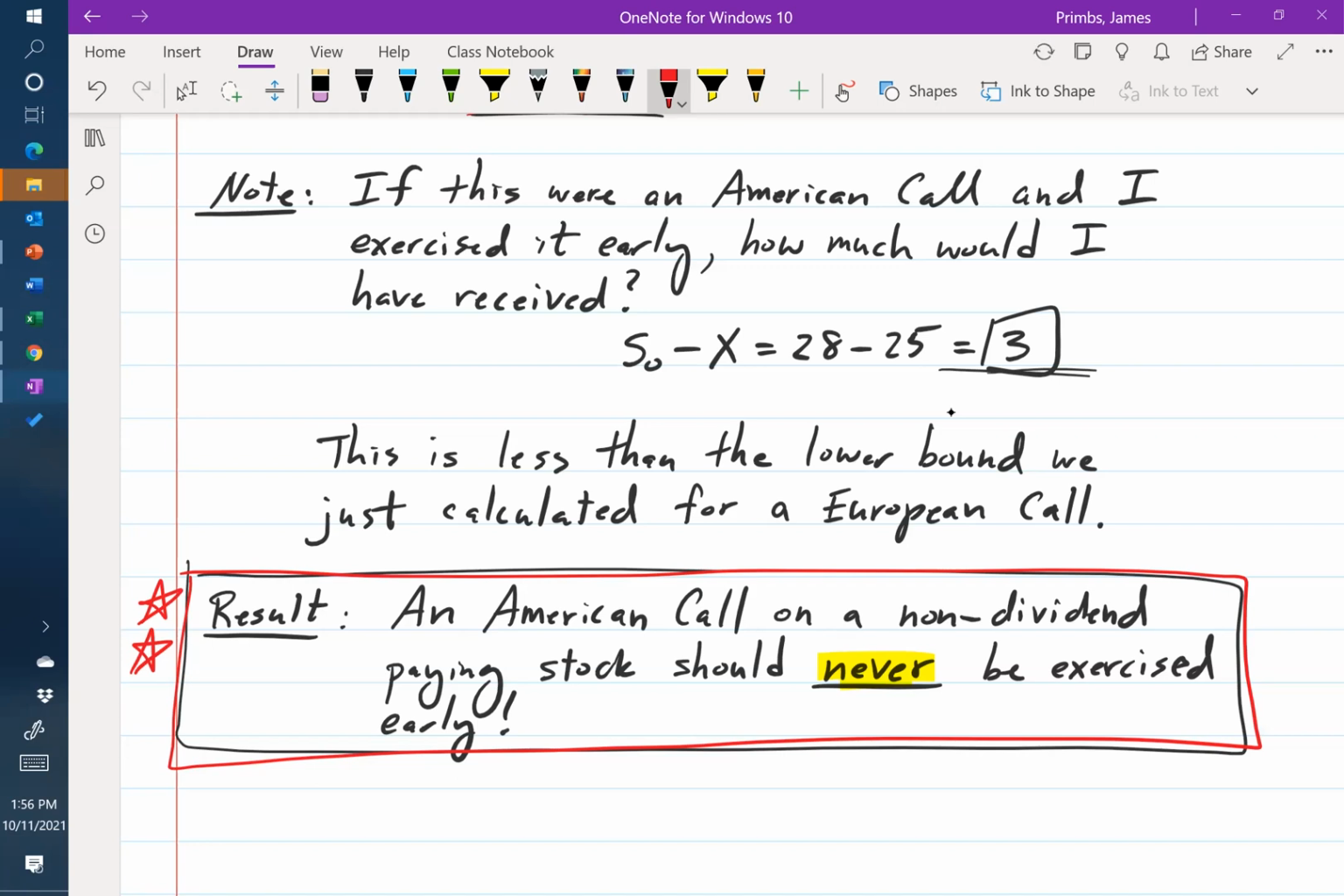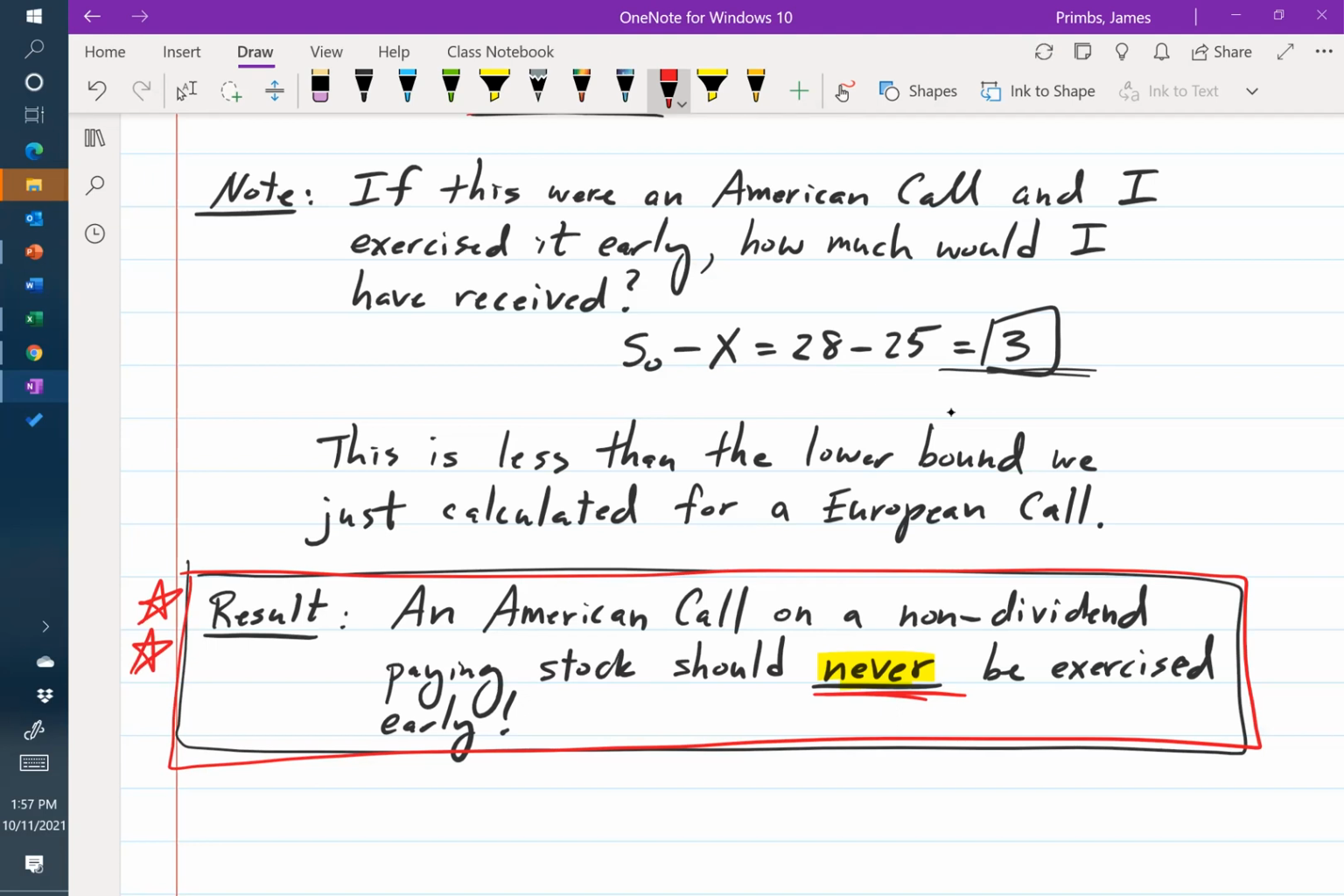So what should you do instead? Everybody got that? You're saying, but wait a second. I hold this American call option. The stock has gone way up. I think the stock is going to go down. I want to get out. Shouldn't I exercise? No. Never. Look, that's the never. Never, never exercise an American option on a non-dividend paying stock.